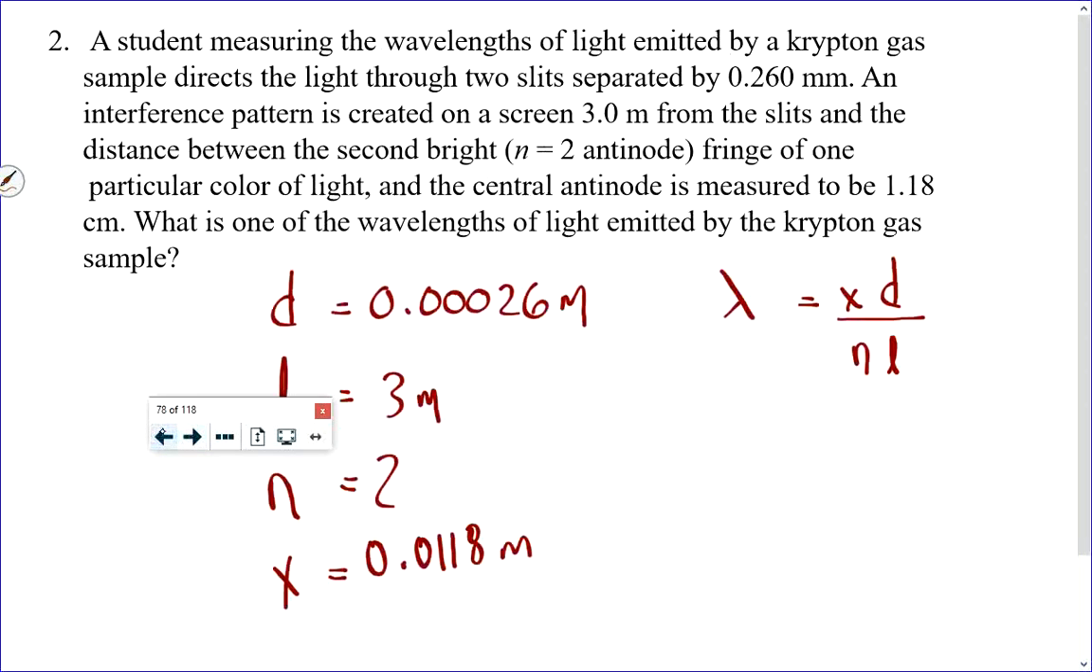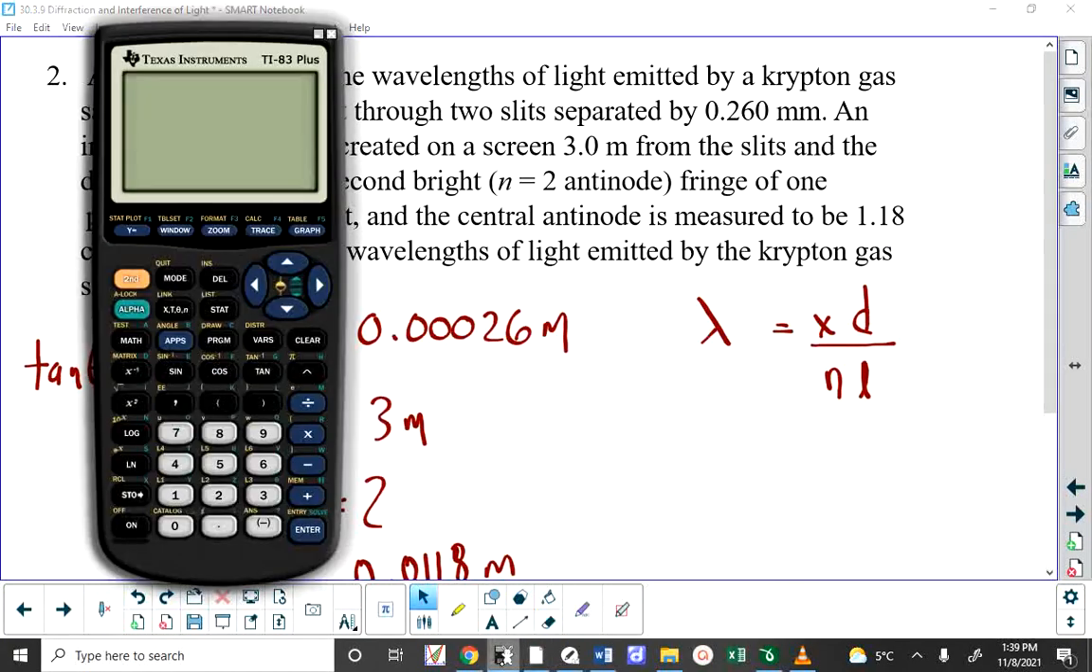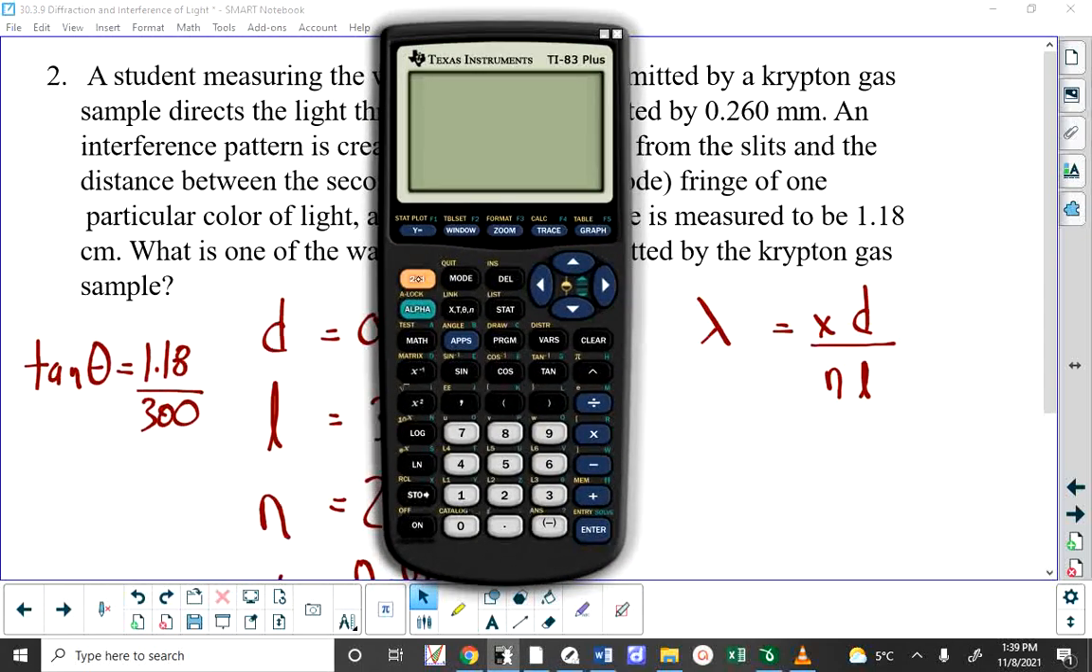We can take tangent of theta equals opposite, which is, I'm going to write 1.18 centimeters over 300 centimeters. You could use meters if you like. It doesn't matter. So I go inverse tan of 1.18 divided by 300. Making sure I'm in degrees, which I know I'm not. It's not even a degree. What does that tell us? We can use this formula.